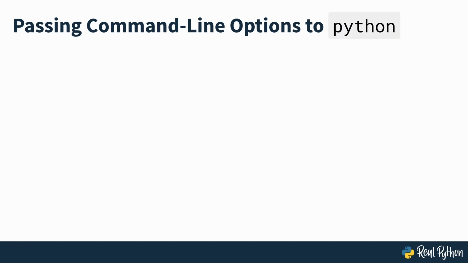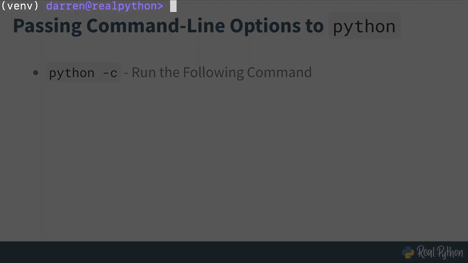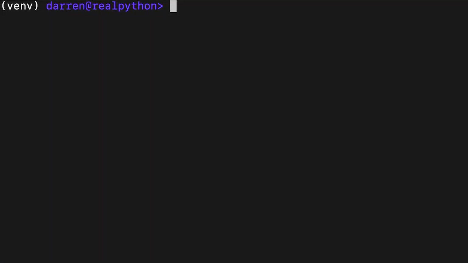The python command can take a number of command line options. A few of them can be useful when working in a REPL session. The -c command line option allows you to quickly run a Python statement or expression that you provide as a string on your command line. Try out the command that's seen on screen.